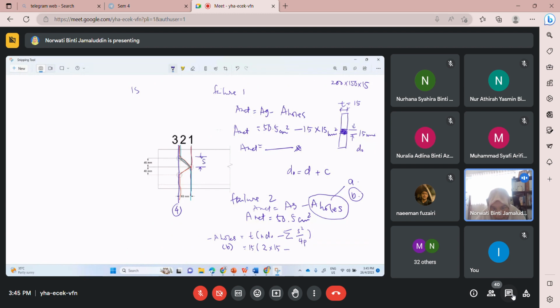This is S1, based on this bolt. This is the P, I put P1. So the summation only involves one S and one P because it is crossing only two holes. So S is 45, power of 2, divided by 4 times P. P is what? 60. Can someone compute for me?